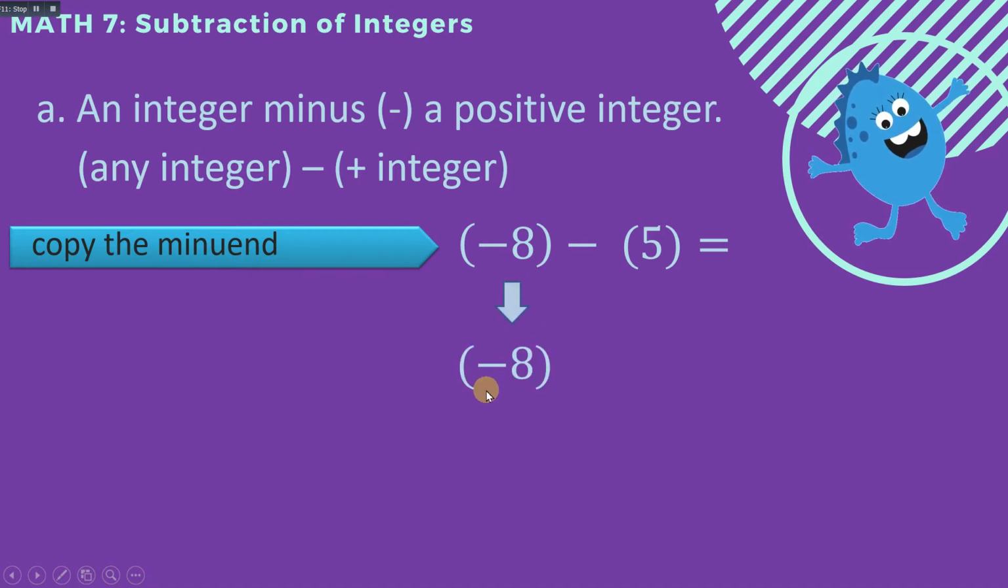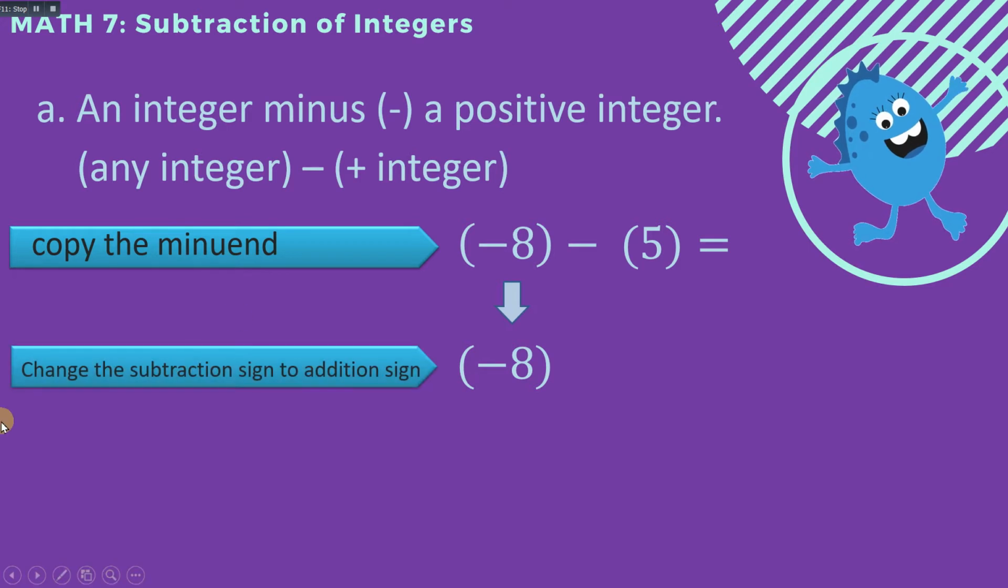And we need to change the operation from subtraction to addition. The next step is to change the subtraction sign to an addition sign. Same with the sign of positive 5, we will change it to its opposite, which is negative. And then we just need to follow the rule in addition, which is: if same sign, add both 8 and 5 and copy the common sign, which is negative. So we have the answer negative 13.